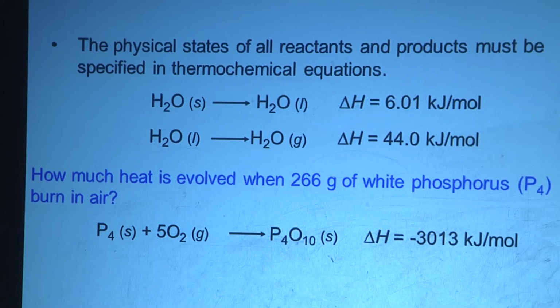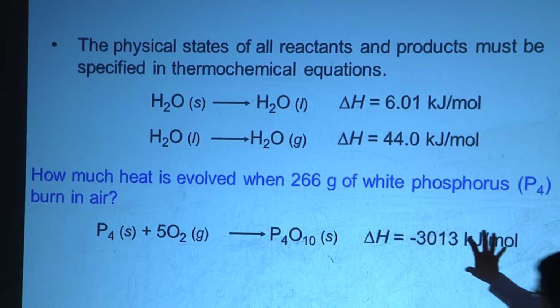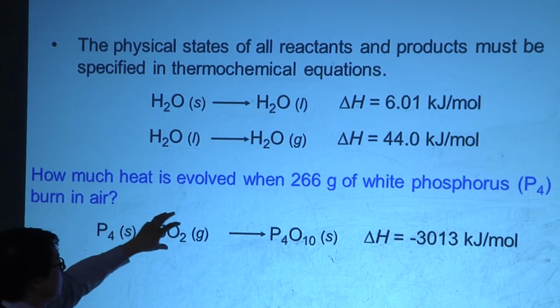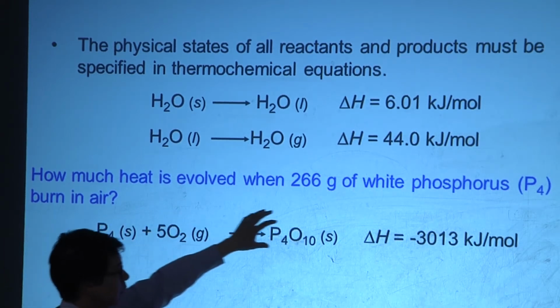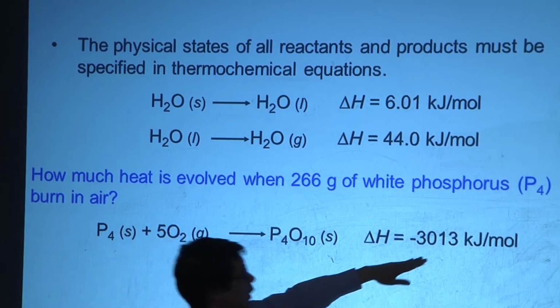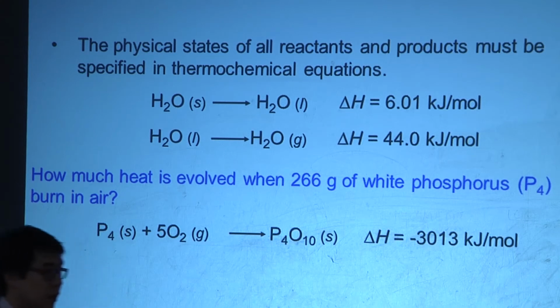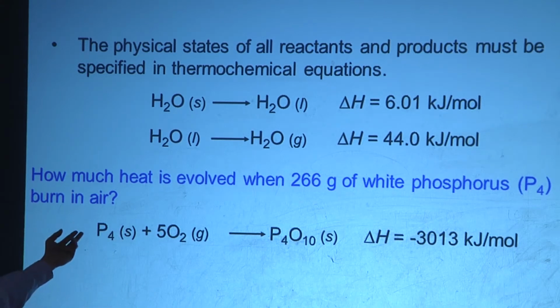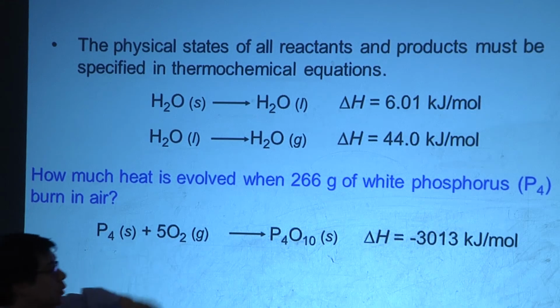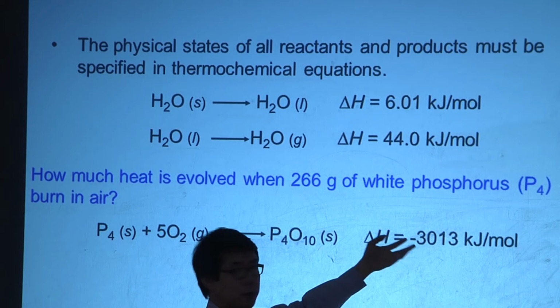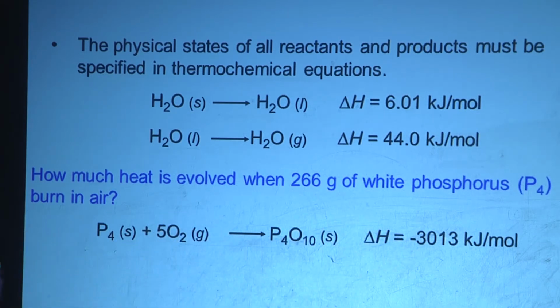So how can we do this? And remember a few slides back, we said the way this is written is for this reaction, 1 mole of P4, 5 moles of O2 gives me 1 mole of P4O10 and releases 3,013 kilojoules of heat. If I had 2 moles of P4 and 10 moles of O2, what would this be? It'd be double, right? So 6,026, negative 6,026.